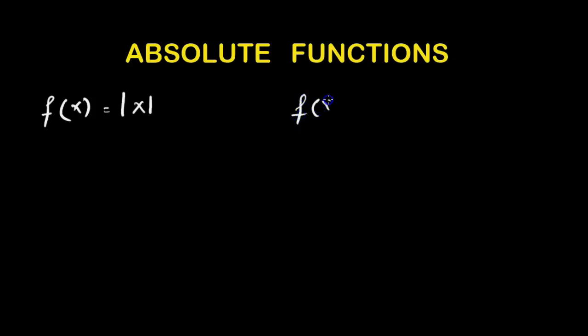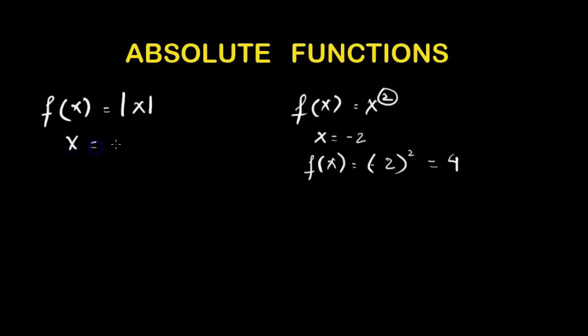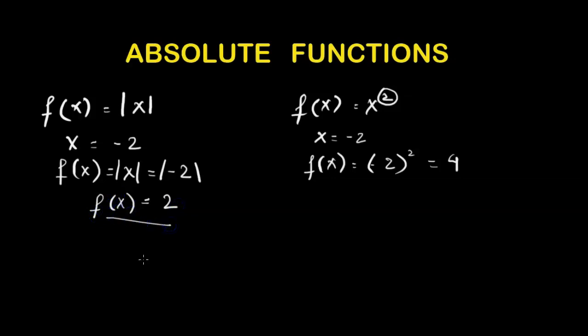As we know, if we have a function f(x) = x², the 2 on top squares an x value to give us a y value. For example, if x is -2, f(x) becomes (-2)², which is equal to 4. Similarly, what these two lines do to x is, if x equals -2, f(x) equals |x|, which is |-2|. These absolute lines make the number positive. Therefore, our f(x) value is a positive 2.